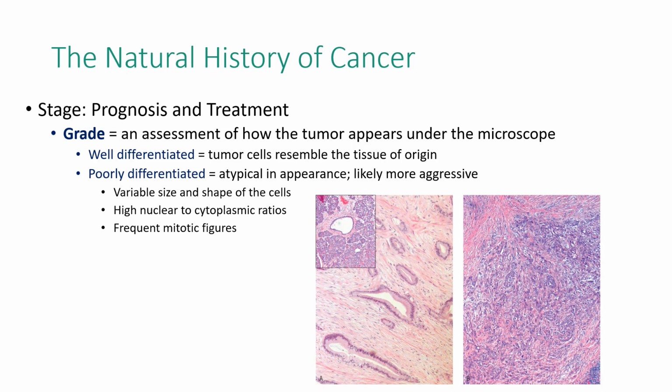But here's the important conceptual takeaway. Grade predicts behavior, stage predicts outcome. You can have a small early stage tumor that looks absolutely wild under the microscope, and a large advanced tumor that still looks deceptively organized. That's why pathology reports always include both grade and stage. They answer two very different questions.